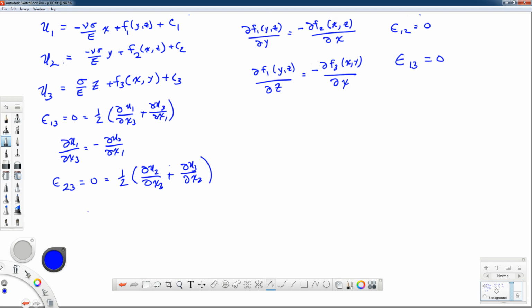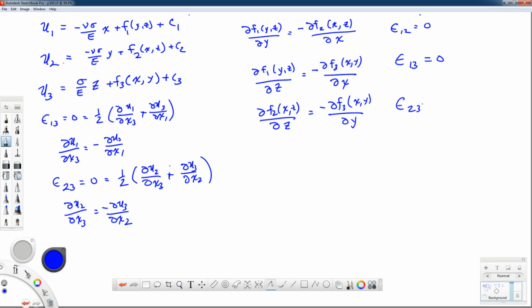Get rid of the 1/2 since it's set equal to 0. This will imply that the partial derivative of u2 with respect to x3 is equal to negative the partial of u3 with respect to x2. And I'm going to go ahead and write that over here, keep it in that spot. So it's the partial derivative then of u2 with respect to x3, 0 contribution from the constant term and the term with the y in it. We have the partial derivative of f2, which is a function of x and z, with respect to z is equal to negative the partial derivative of f3, which is a function of x and y, with respect to y. Okay, and that is epsilon 2, 3 is equal to 0.